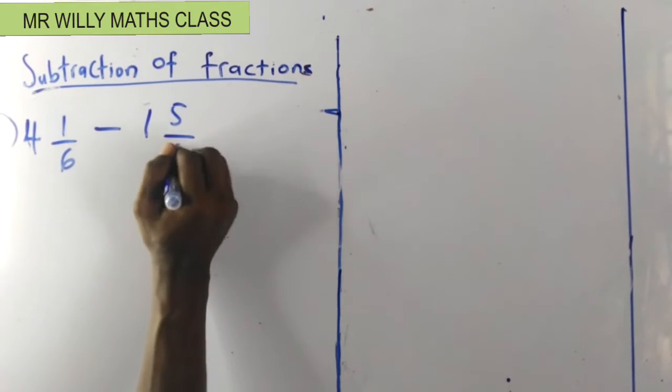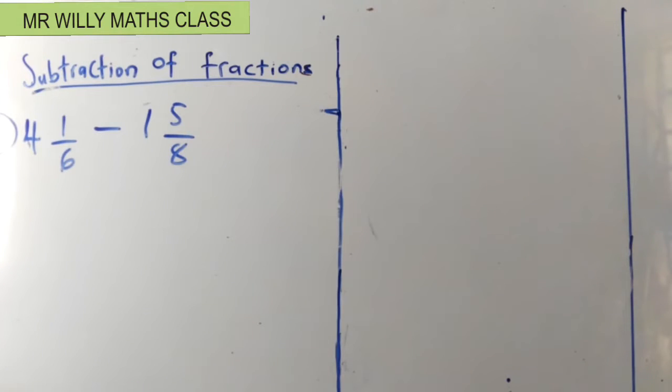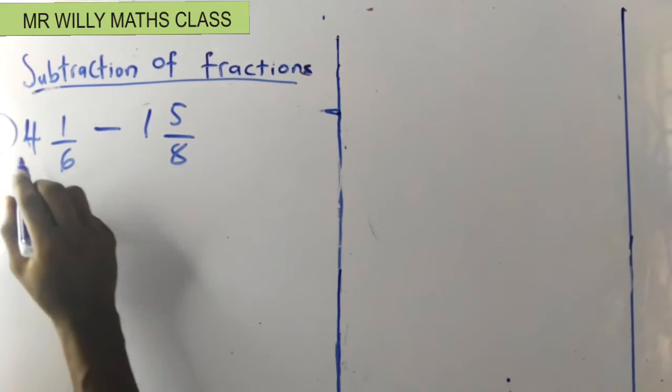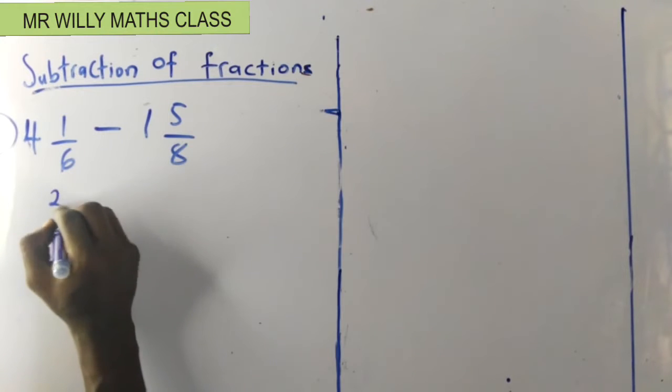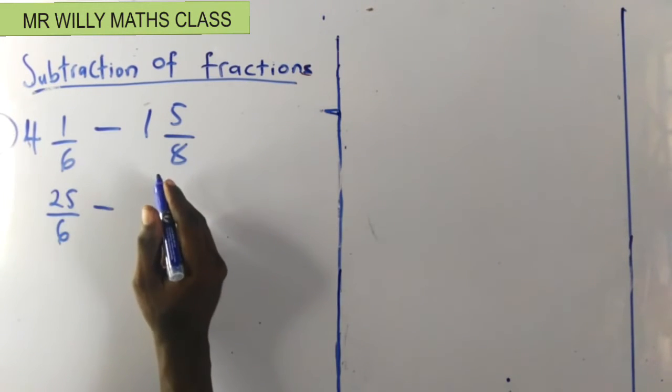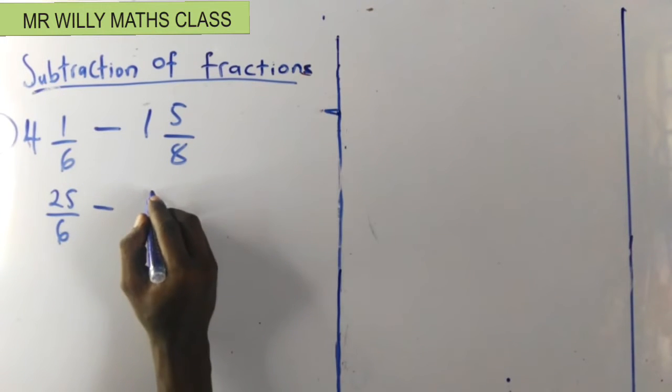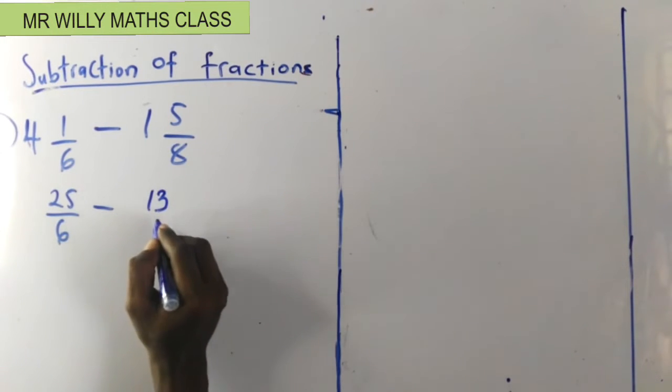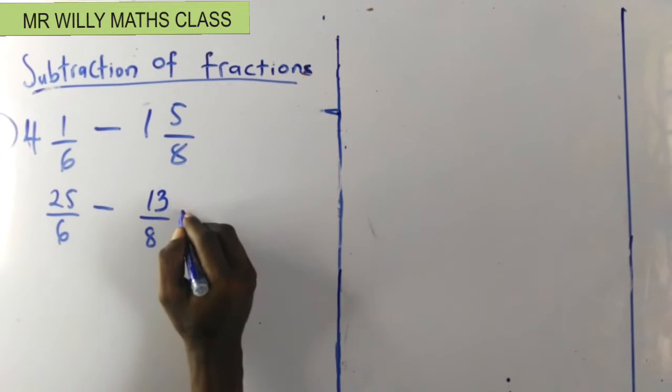The first step in using the other method is that you change this fraction to improper fraction by saying 6 times 4. 6 times 4 is what? 24 plus 1, that will be 25/6 minus 8 times 1, 8. 8 plus 5, that will be 13 over 8.